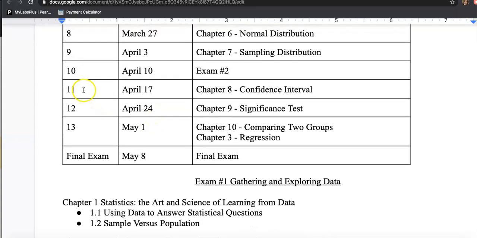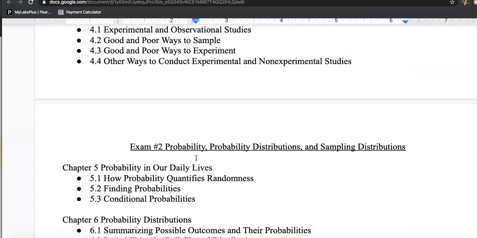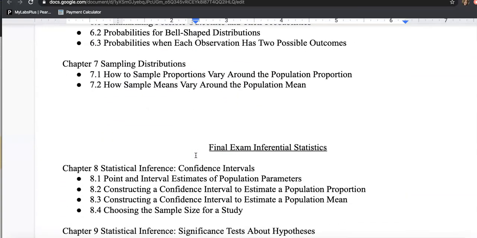Welcome to week 11. This week we will cover chapter 8, confidence interval. Thank you for submitting your exam 2 yesterday. Now we're starting our very last unit in Math 245.